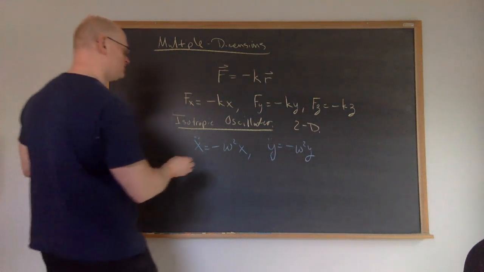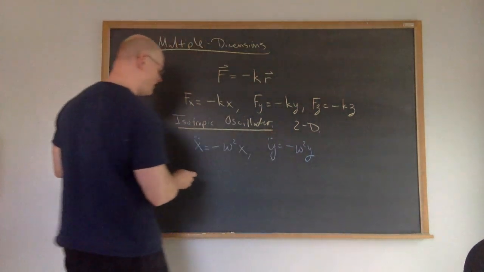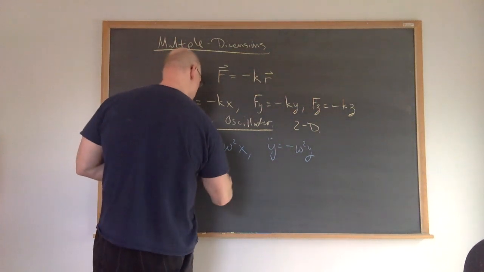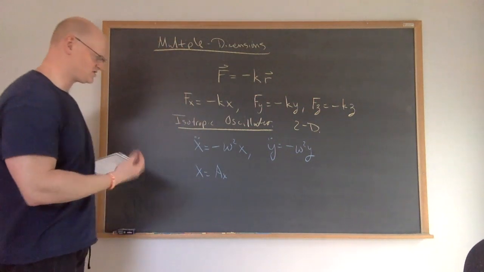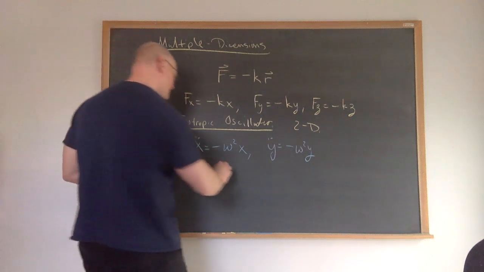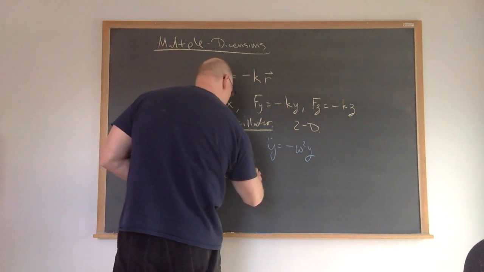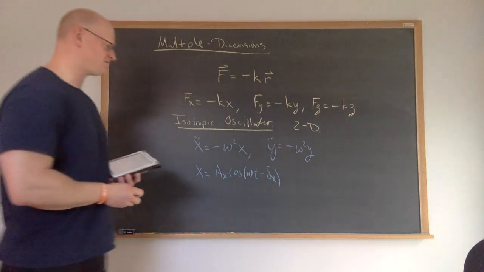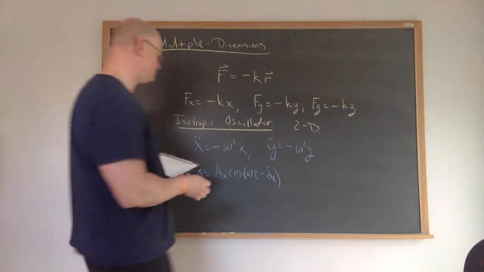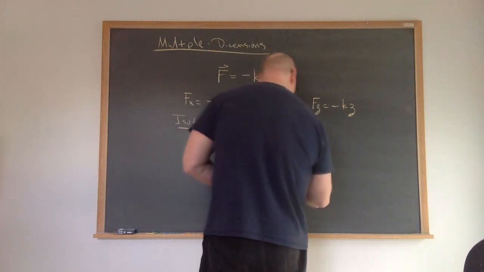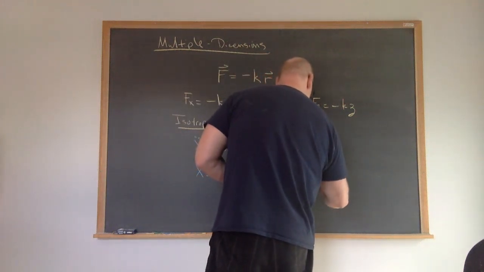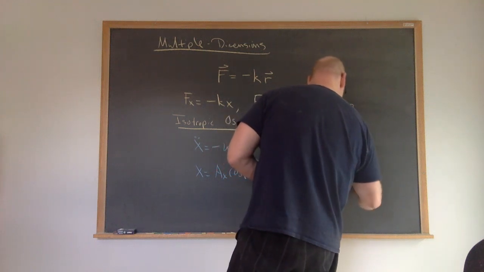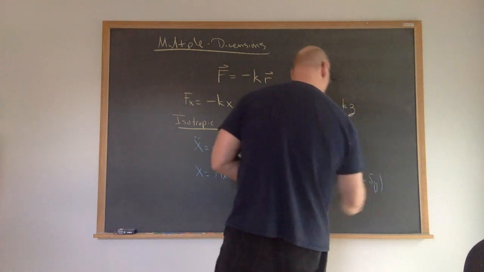Now, based off of Hooke's law, what we just talked about, each one of these has its solution. So from here, x would be equal to some coefficient Ax. This is just the amplitude that it has in the x direction, times cosine of omega t minus delta x, which is the phase factor in the x direction. Simultaneously in the y direction, we'd have y equal to Ay times cosine of omega t minus delta y.